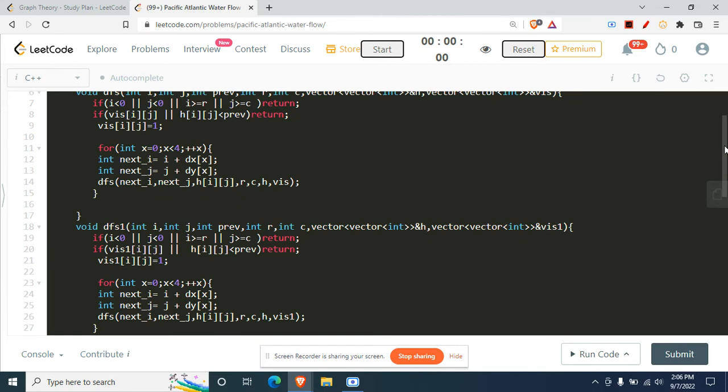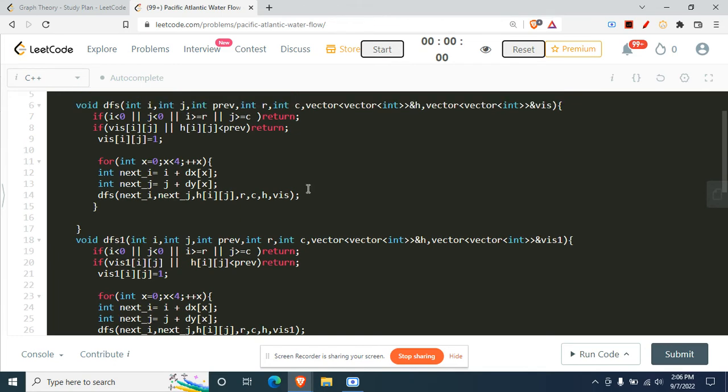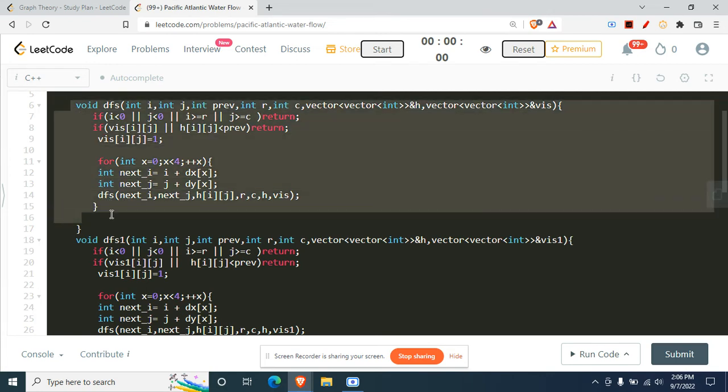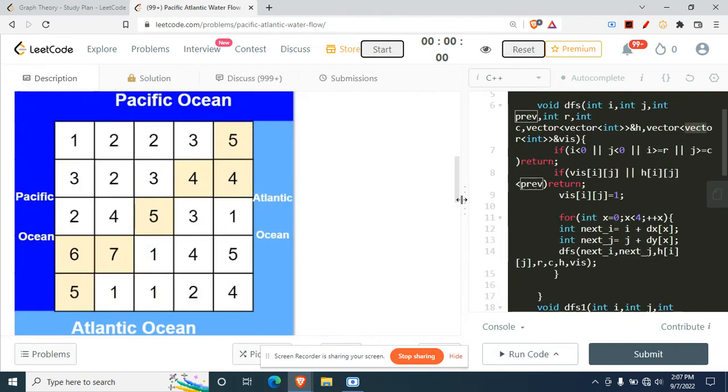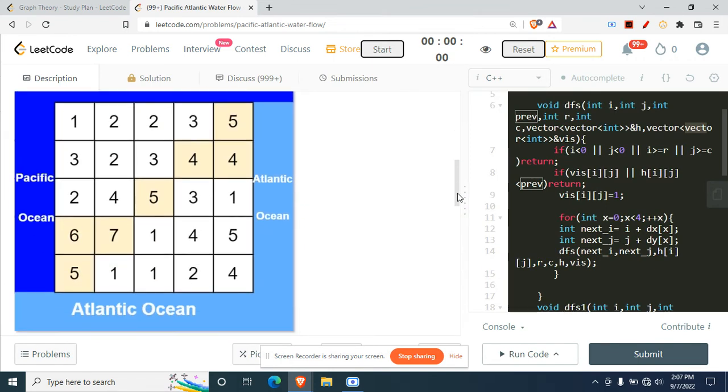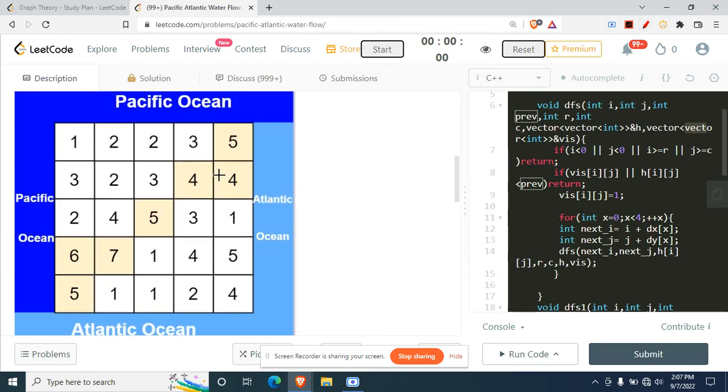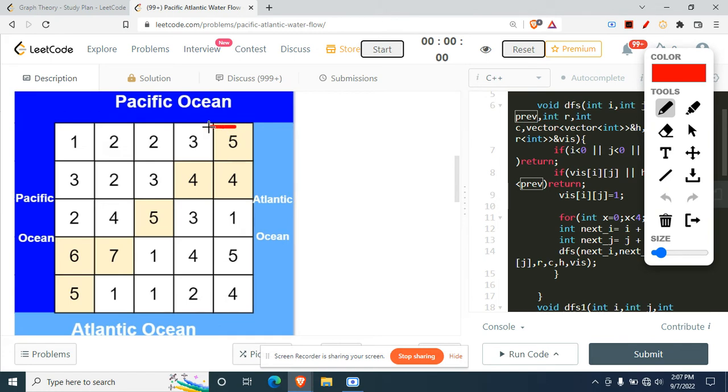Okay, now coming on to the DFS part, what do we do? The DFS part says that it is a simple DFS right here. The only thing that you need to take care of here is the previous value, and why this previous value has been taken here. See, as I said, there was a condition regarding the values that we have here. And if we go on to some cell, I'll explain this to you in a much better way.